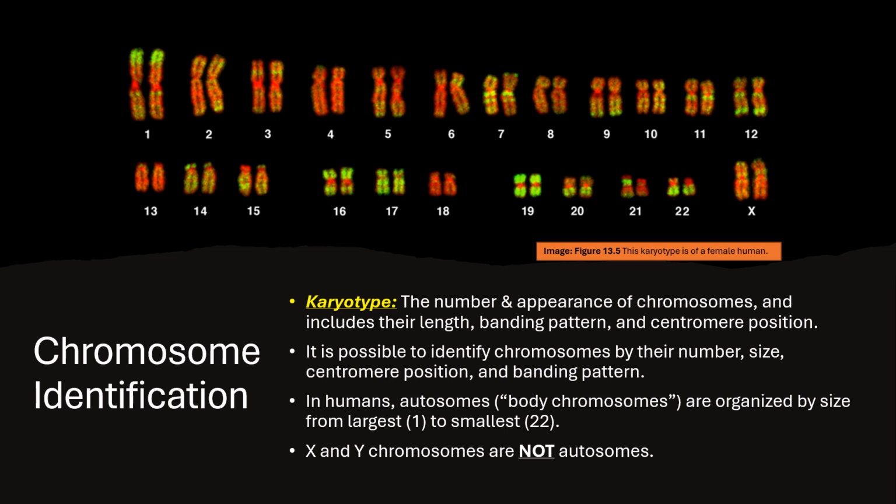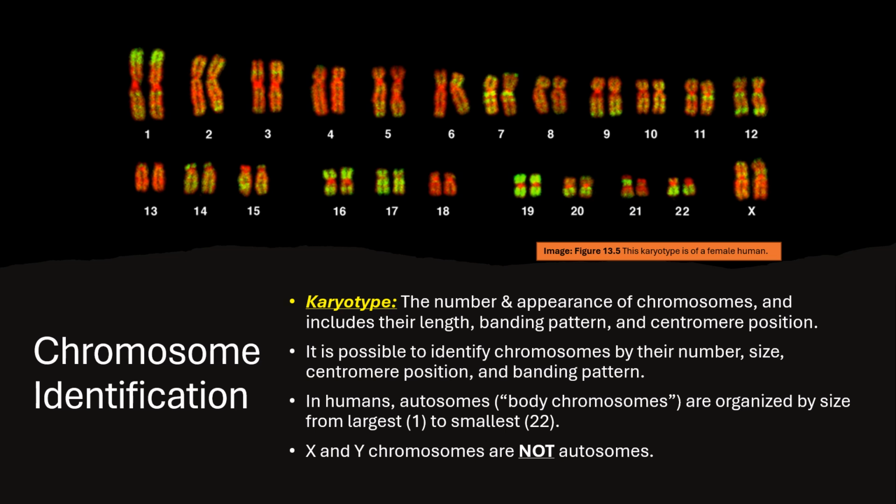A karyotype is the number and appearance of chromosomes and includes their length, their banding pattern, and their centromere position. To obtain a view of an individual's karyotype, cytologists can photograph the chromosomes, and then they cut and paste each chromosome into a chart, which we call a karyogram.